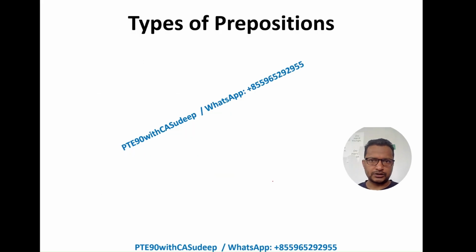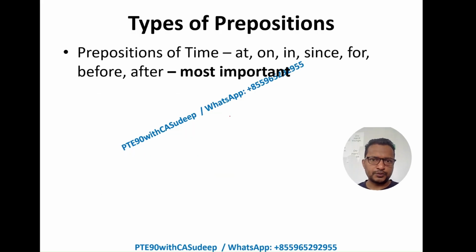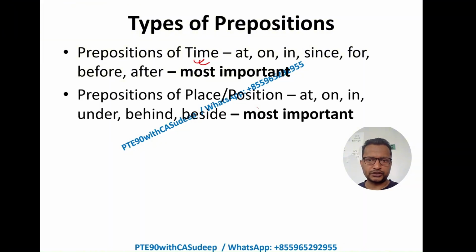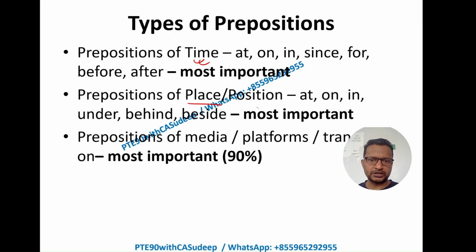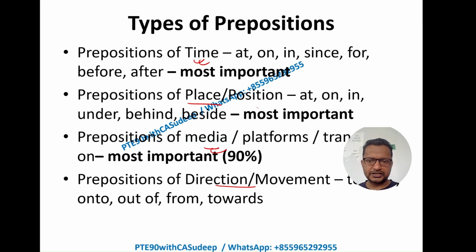Okay, so go down to types of preposition. The most important is the preposition of time, which we will be spending a significant portion of time on. Similarly, preposition of place or position, preposition of media, it is also important. And then preposition of direction, movement. This is also important, but this we can guess, right? Where, in, on, into, out, from, towards.